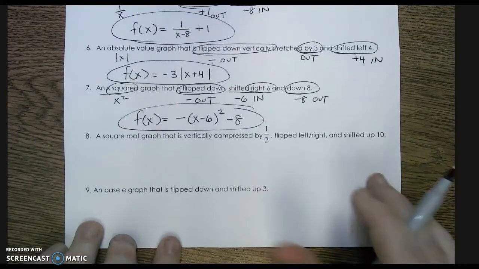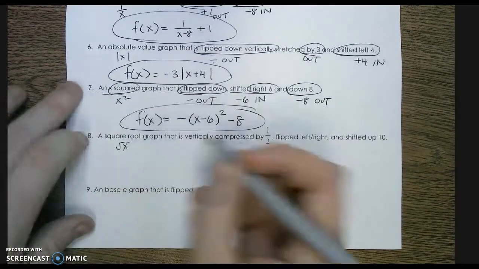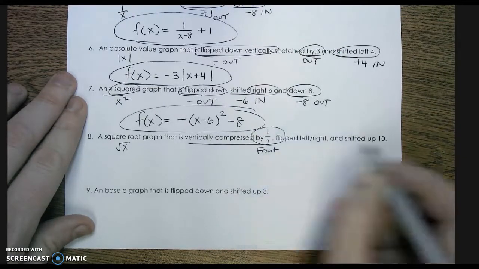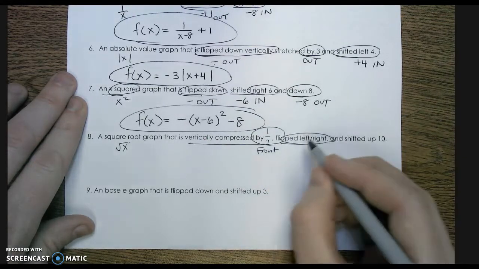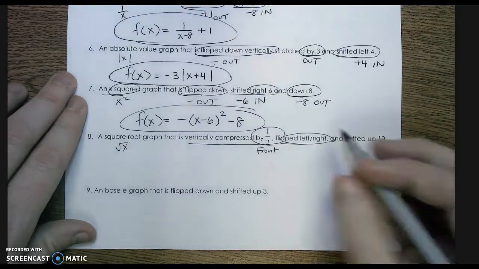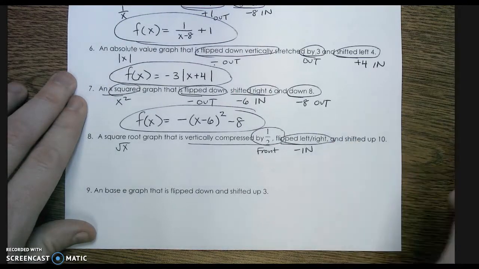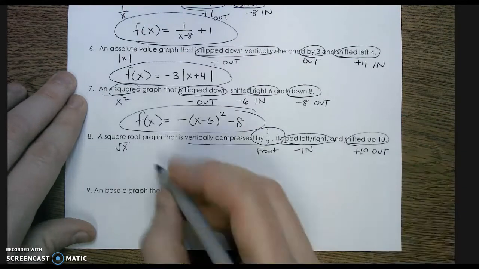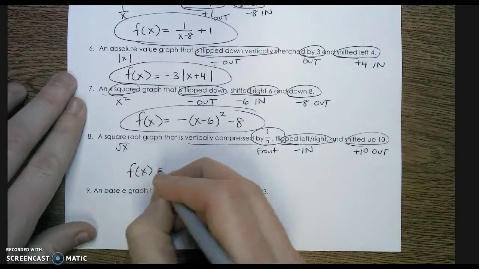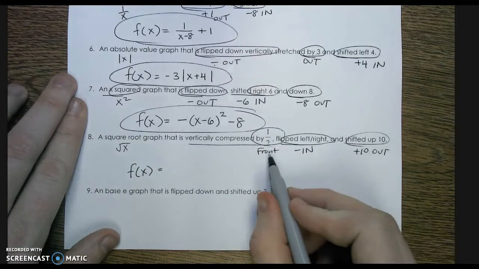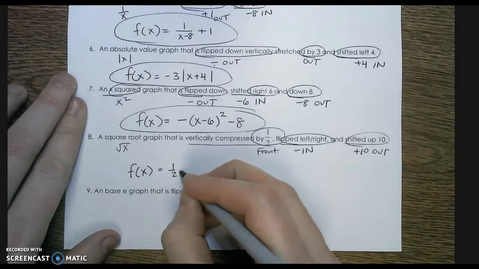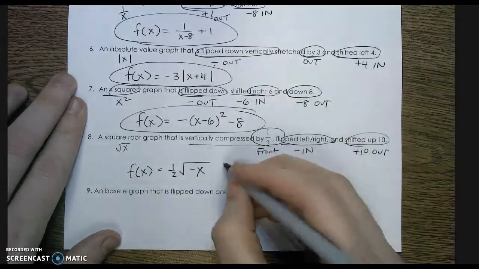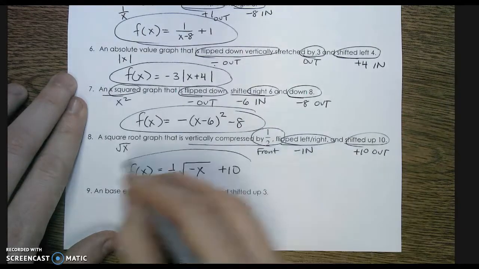Number 8, we've got square root, and it's compressed by a half. There's a 1/2 in front. Flipped left and right. If it's flipped left and right, that means there's a negative inside. And shifted up 10, we're going to add 10 on the outside. So this will be f of x equals, we've got a 1/2 in front. There's a square root. There's a negative inside with the x, and then they're adding 10 on the outside of the square root.